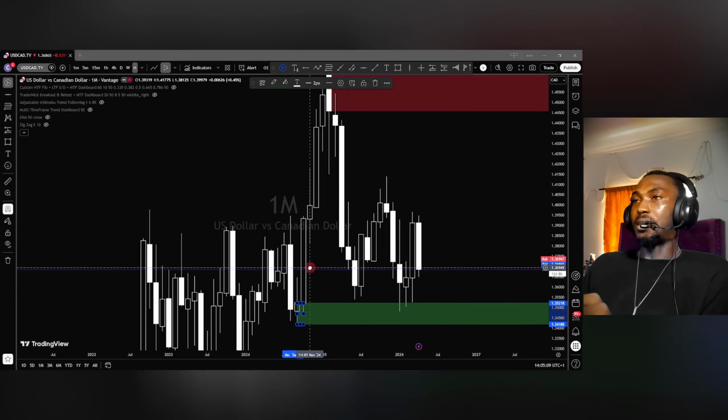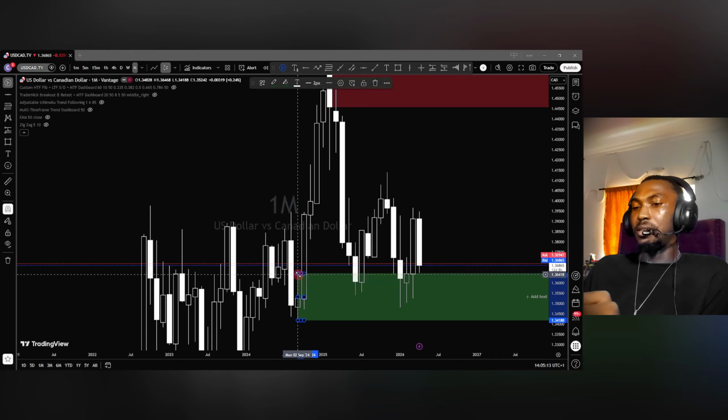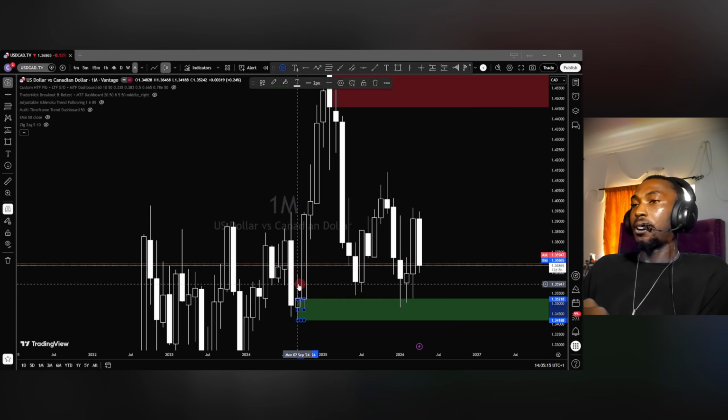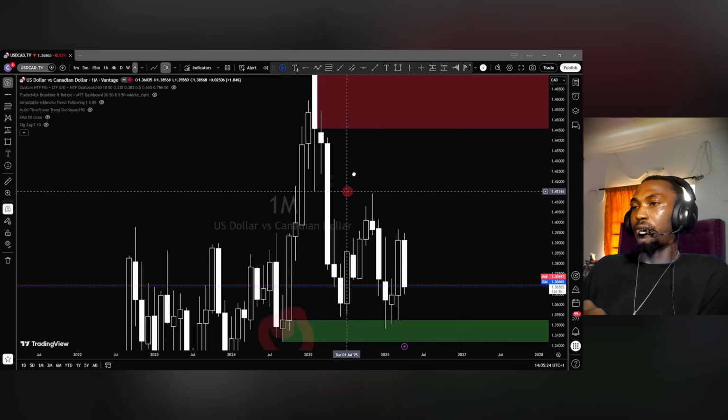Now this is how I personally draw demand zones. Most people like to mark out the entire candle, but I don't see the need of marking out the entire candle when there was obviously a strong fight going on here. I prefer to see this point where the power really took place as the point of focus.